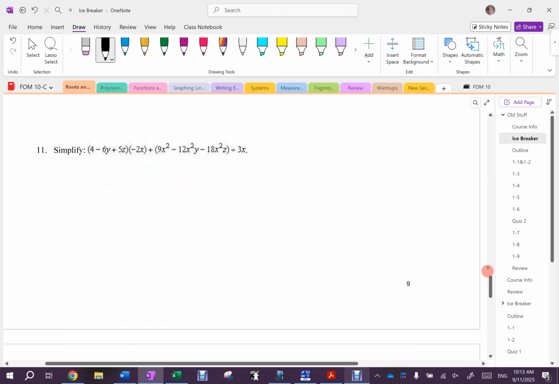Down here, BEDMAS. What do I do first? I had better do that multiply, right? So that gets me negative 8x plus 12xy minus 10xy. Now what should I do? Should I do the plus or should I do the division? Oh yeah, that's a Z, sorry. Z. Now what should I do next? The addition or the division? The division, because I remember BEDMAS and PEMDAS.